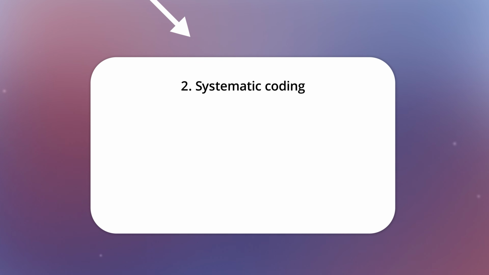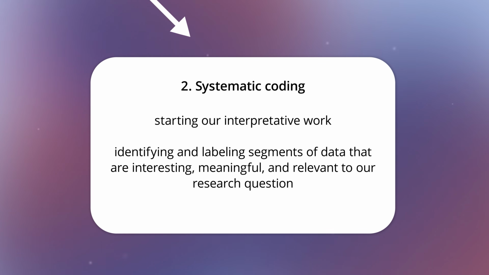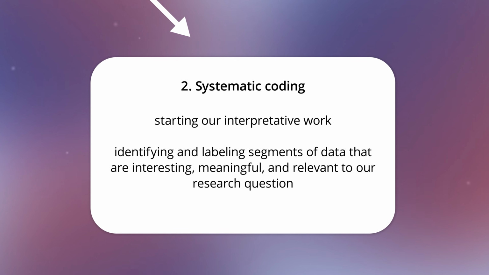2. Systematic coding. After we have familiarized ourselves with our data, we move on to systematic analysis. With coding, we start our interpretative work. Coding represents the systematic process of identifying and labeling segments of data that are interesting, meaningful, and relevant to our research question.